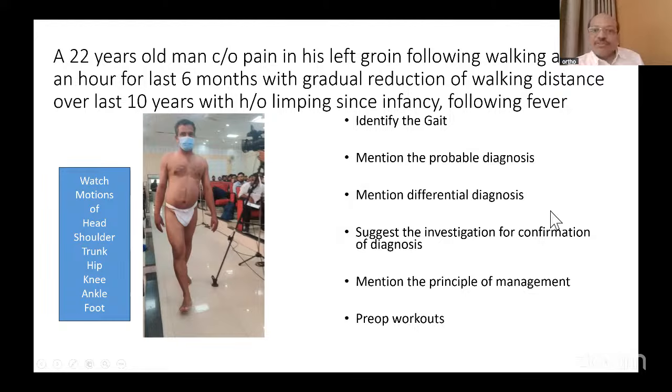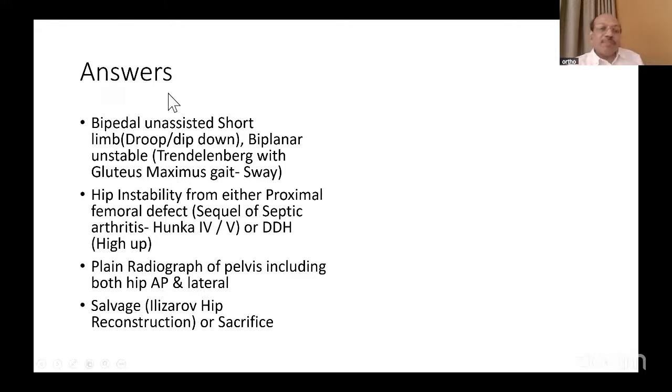Now, what are the differential diagnoses, as it is starting from very early infancy? The next diagnosis would definitely be a neglected, high riding developmental dysplasia of the hip. Now, suggest the investigation for confirming the diagnosis. It is simple: the radiograph. Then mention the principles of management. Now will come that. See, so this is a bipedal unassisted short limb gait. It's a biplanar unstable component.